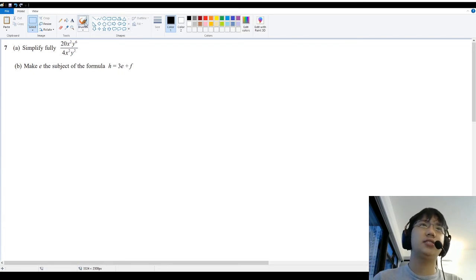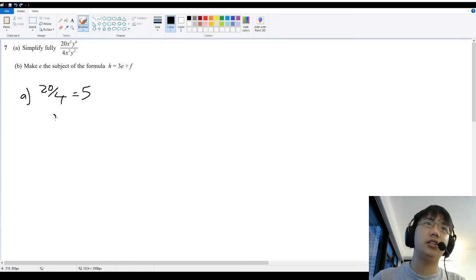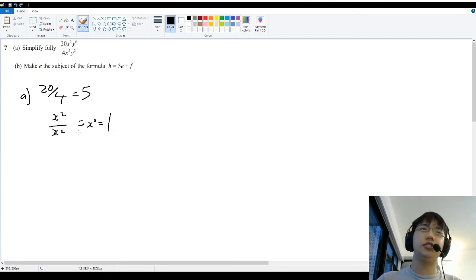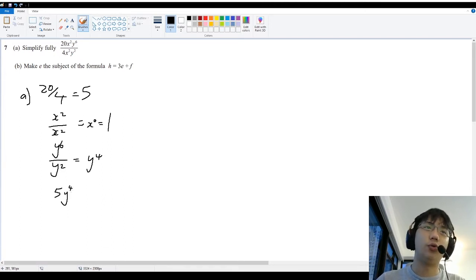So for part A, simplify fully this. 20 divided by 4 is equal to 5. x squared divided by x squared is just 1, since x squared over x squared is x to the power of 0, which equals 1. So we just ignore this. Then y to the power of 6 over y squared gives us y to the power of 4. So to simplify fully, we write 5 times y to the power of 4.